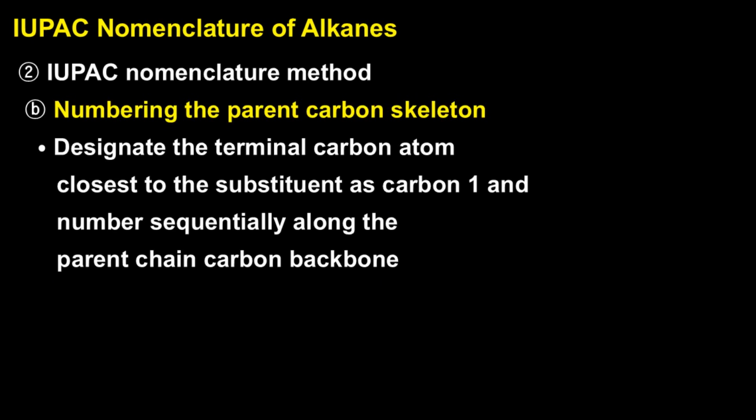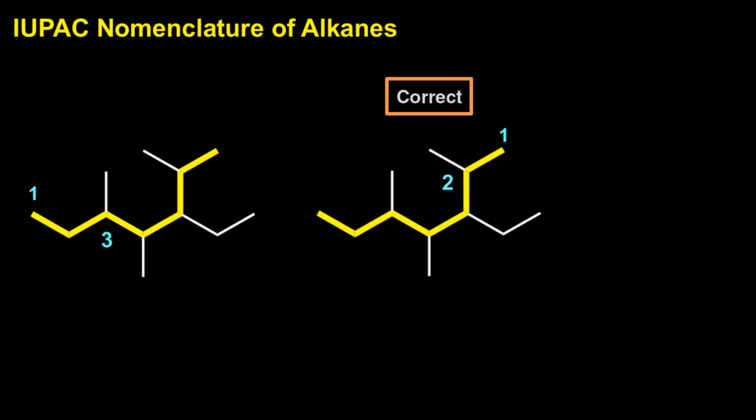Now that we've found the longest chain, the next step is numbering the carbon atoms, and we need to do it the right way. Start numbering from the end that's closest to a substituent. That way, the first branch gets the lowest possible number, just like the IUPAC rules tell us to do. Let's compare 2 different ways to number this structure.